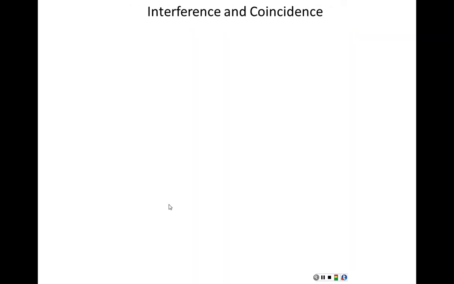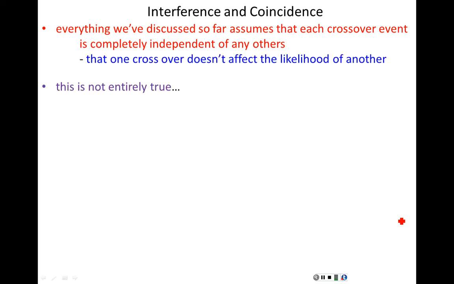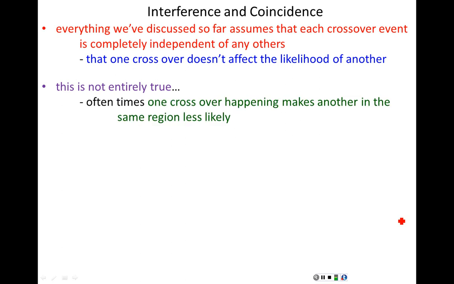those pages. All right, now we're going to move on to concepts that are a little bit different, interference and coincidence. We're leaving the realm of recombination and talking about some of the other kind of things that happen. Everything we've discussed so far in this course, well, at least for linked genes, assumes that each crossover event is completely independent of any other crossover event. That one crossover event occurring in one location has no effect or no outcome on any other crossovers occurring anywhere else. And that's just not entirely true. It's just not the way it works.